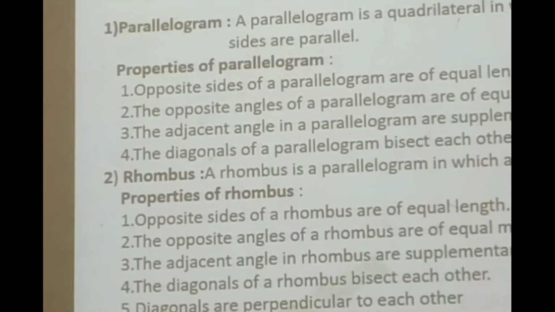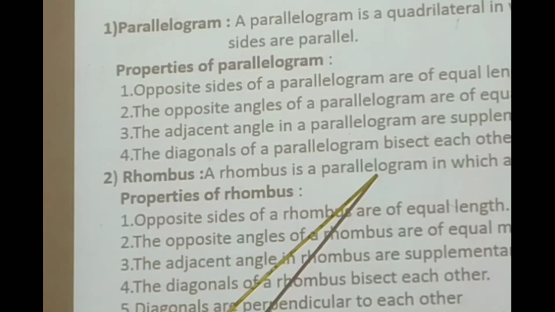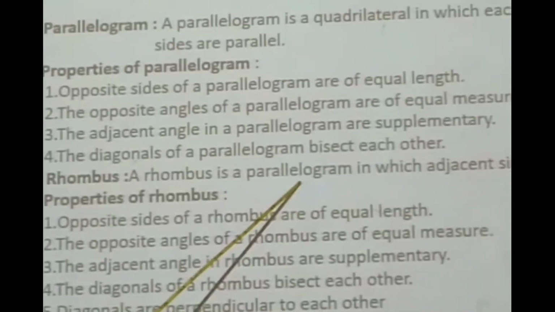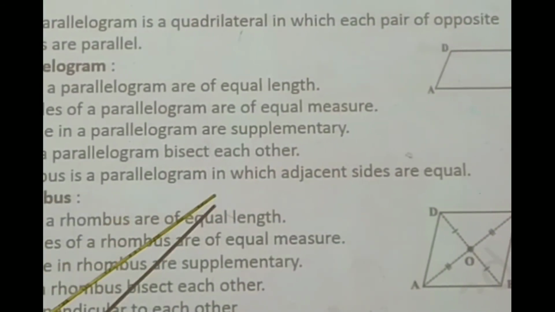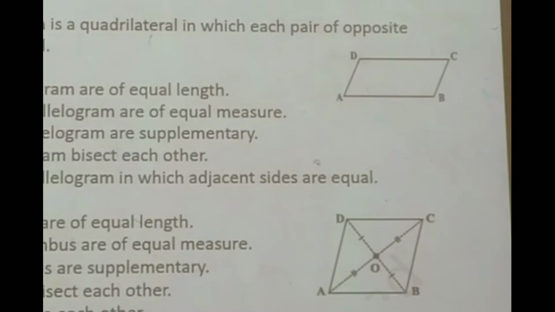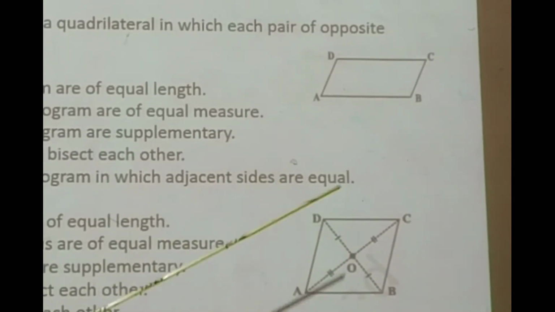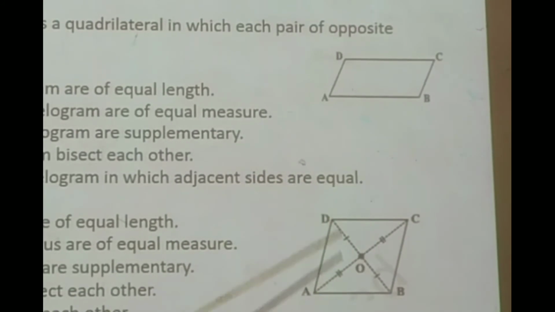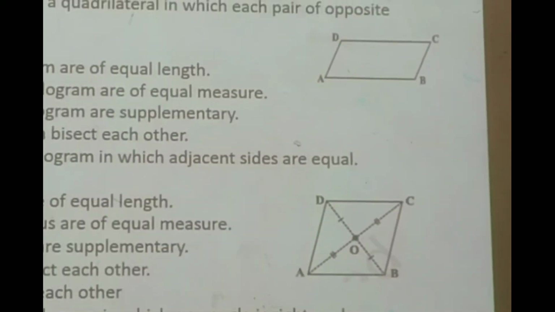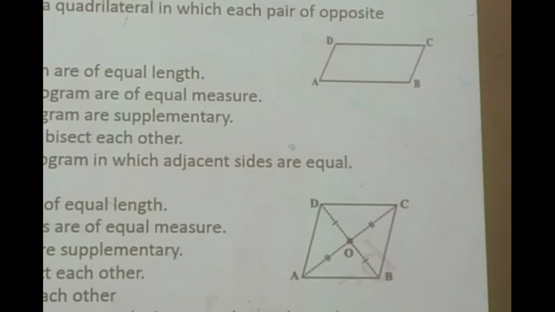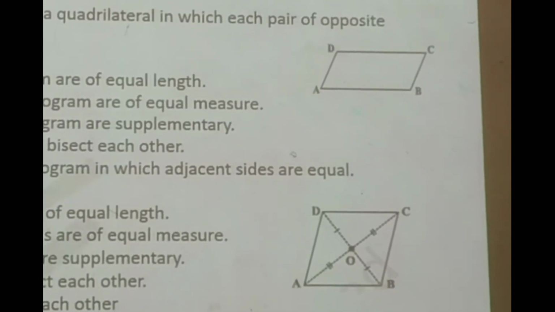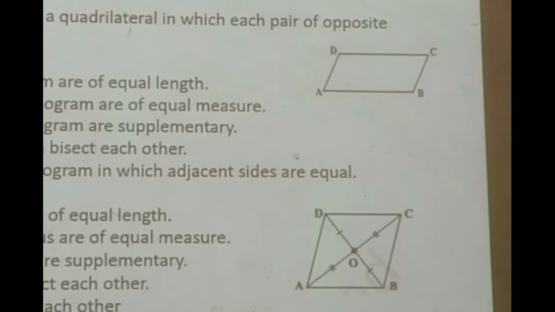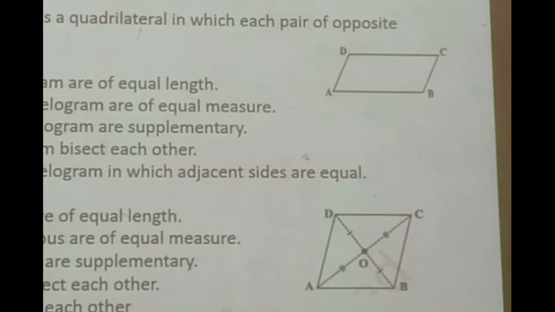Remember, a rhombus is a parallelogram. What is a parallelogram? Parallelogram means opposite sides are parallel and equal. In this parallelogram, if adjacent sides are also equal, then we get the rhombus. Means in a rhombus, all sides are equal and opposite sides are parallel. That is called a rhombus. Properties of a rhombus are equal to the properties of a parallelogram, and one more extra property.